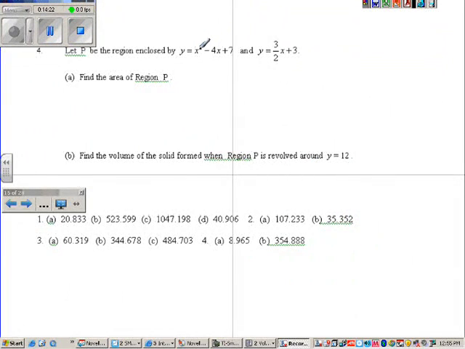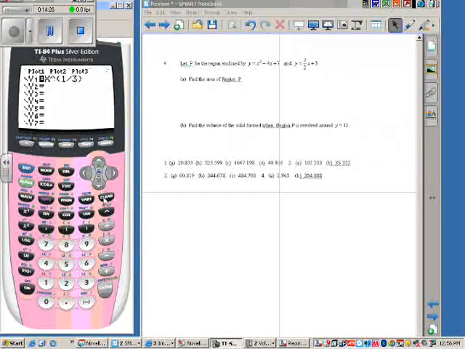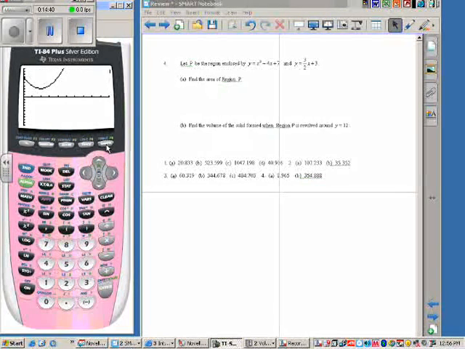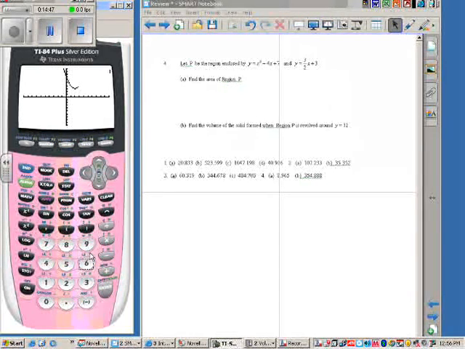Moving right along. Number 4 is let P be the region enclosed by yada yada yada. We have to graph these graphs, so we have x squared minus 4x plus 7 and 3/2 x plus 3. Oh no! What do I do when I can't see my window? Change it to zoom 6. That's zoom standard. It sets your window back to what you're normally looking at. Okay, so I have this guy.